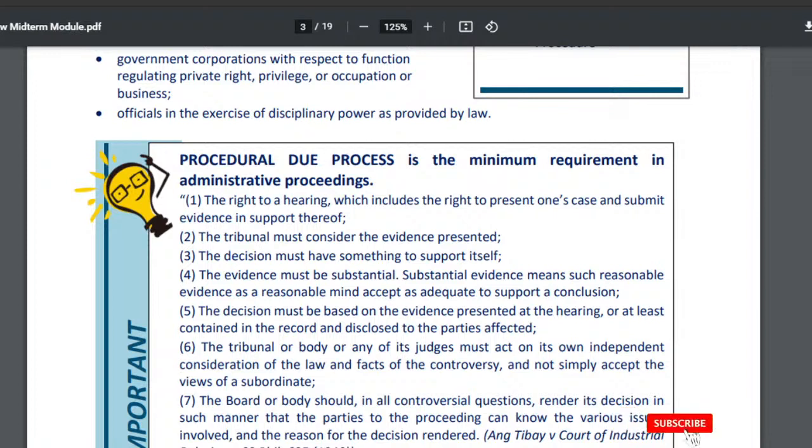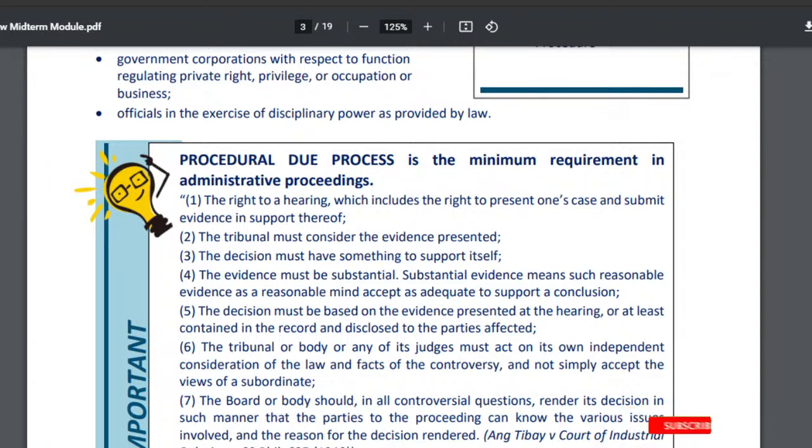So we have number 1, the right to a hearing, which includes the right to present one's case and submit evidence in support thereof. So can you see when you go to a particular tribunal, government agency, administrative agency, you have the right to a hearing, to present your case. When you say you present your case, you have to file a complaint before that office, and at the same time, you have to attach your evidence in support of your complaint. Otherwise, that complaint will not be entertained by that office.